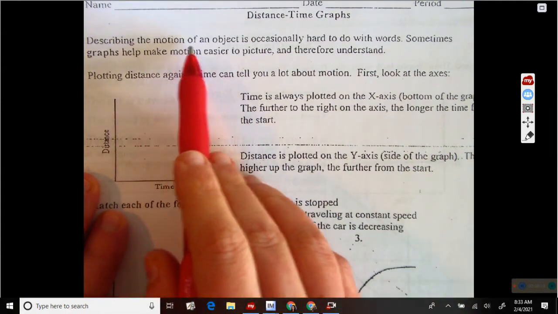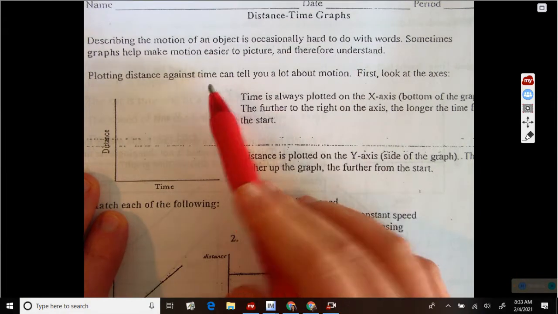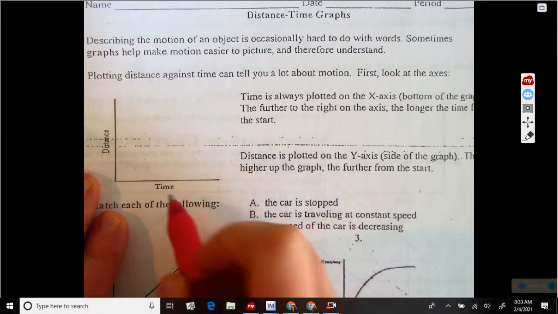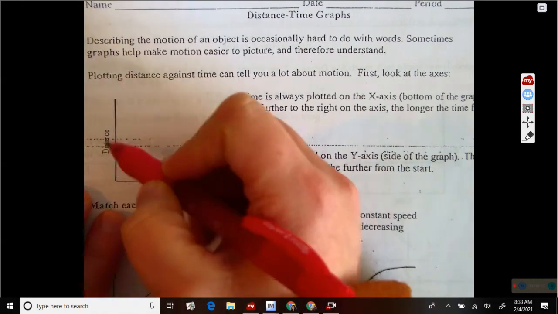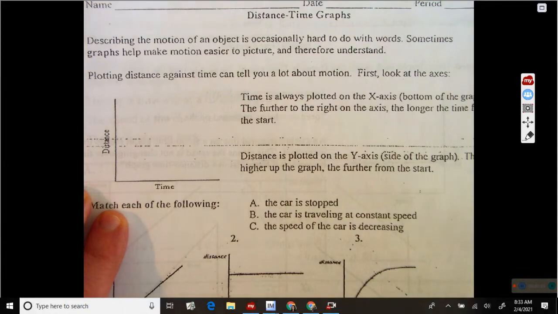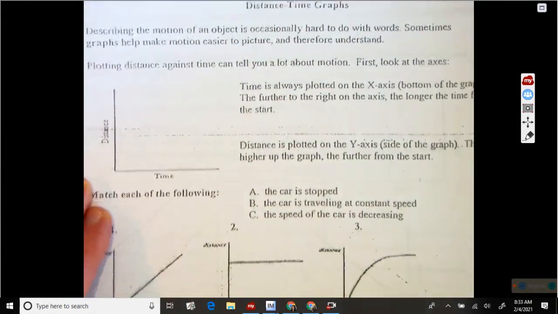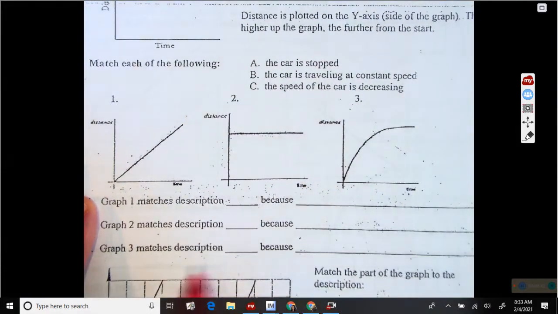So describing the motion of an object occasionally is hard to do with words. So we use graphs. On the bottom of the graph, we have time. This is your x-axis, and time is always going to be on the x-axis. And then distance is going to be on your y-axis. Okay? So we're going to look at what distance is doing over time, and we're going to match the letters with the graph.